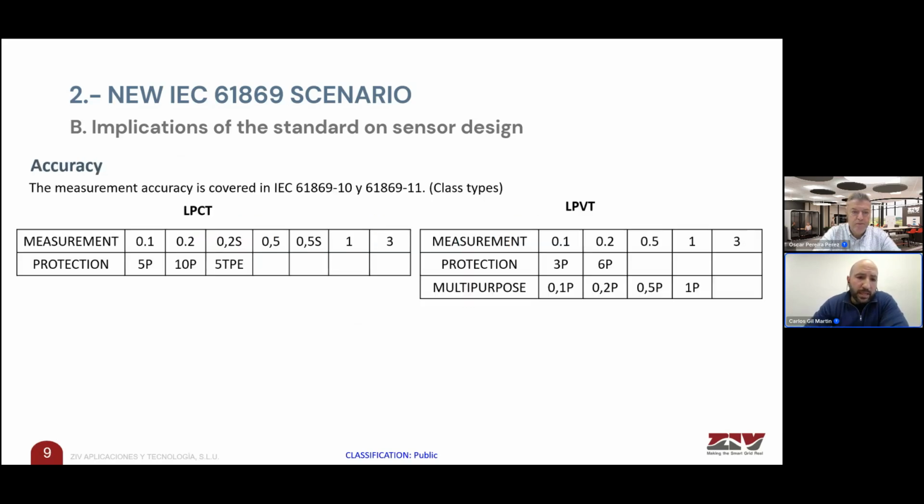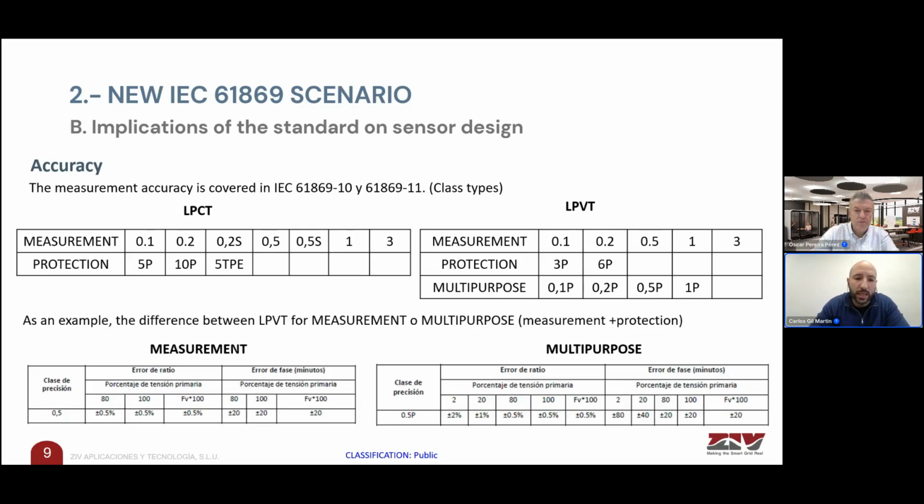Well, in terms of accuracy, the standard specifies the classes of accuracy, depending on the application. For measurement, in the case of the low power current transformer, we have 7 classes, and for protection 3. And for the low power voltage transformer, we have a third extra class that is multipurpose. This is a class of accuracy that tries to integrate in one class the requirements of protection and measurement.